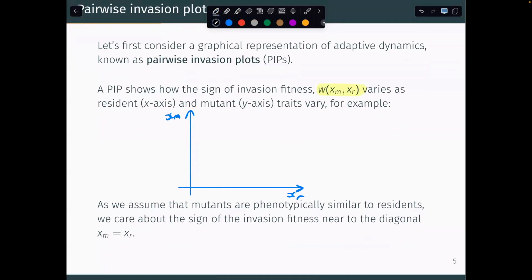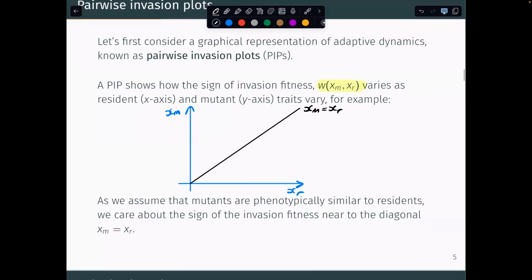And then it's always going to be, first of all, this line here, this diagonal, and that's just the diagonal XM is equal to XR. So when our mutant trait is equal to our resident trait, by definition, our invasion fitness is going to be equal to 0. Or if our mutant is exactly the same as our resident trait, it can't be more fit than it. It has to have exactly the same fitness, so it can't invade. Nor will it be driven extinct, it just is exactly the same. Okay, so this is our first line.